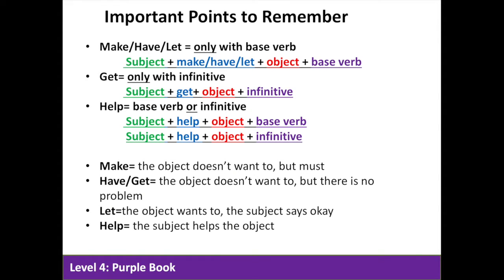So, in summary, there are a few important points that you'll have to remember for this grammar. For the verbs make, have, and let, we only use the base verb following the object of the sentence. For get, we only use an infinitive after the object of a sentence, whereas help can be either a base verb or an infinitive after the object of a sentence. When we use the verb make, the object doesn't want to, but must. When we use have and get, the object doesn't want to, but there's no problem. However, when we use let, the object wants to, and the subject says it's okay, and with help, the subject helps the object.